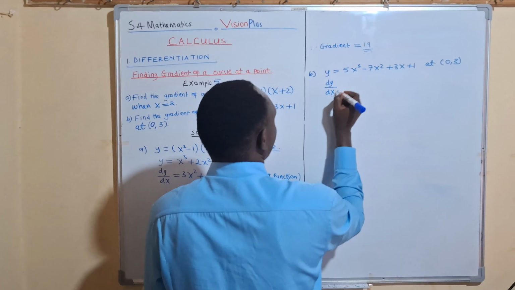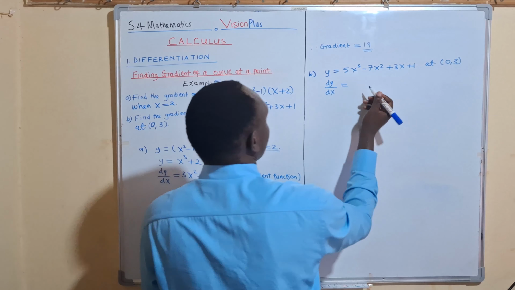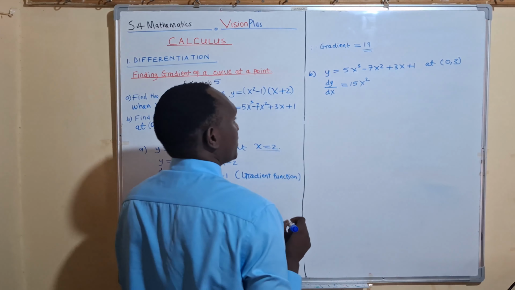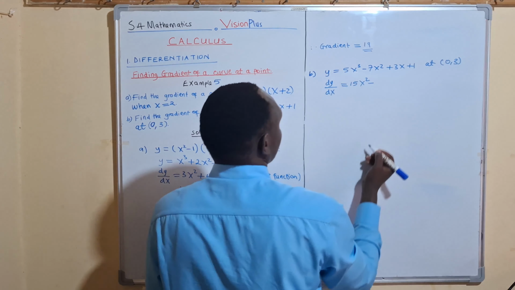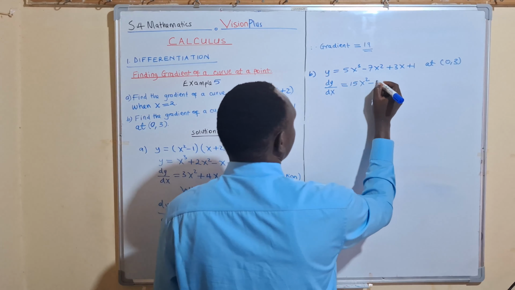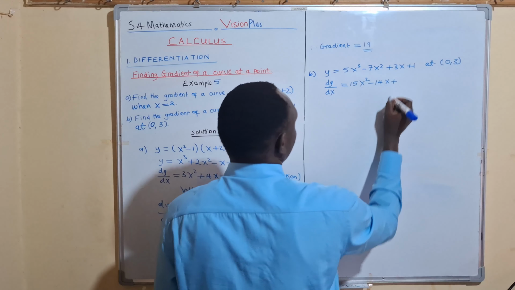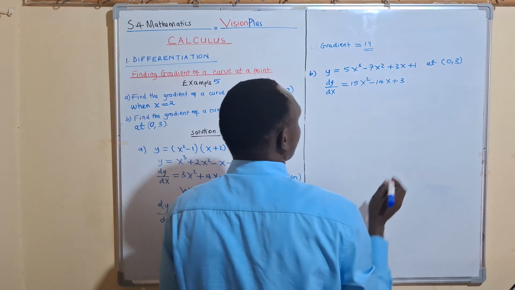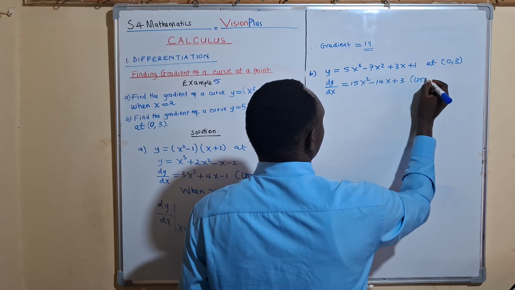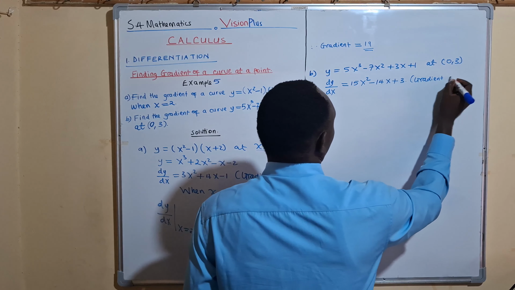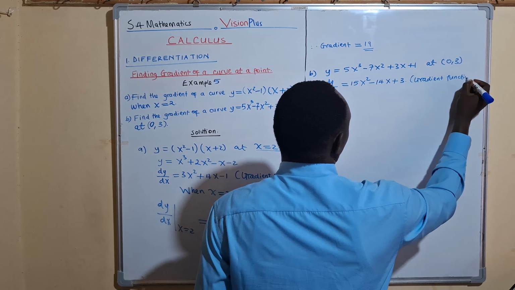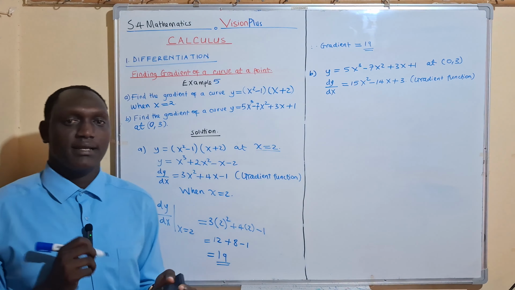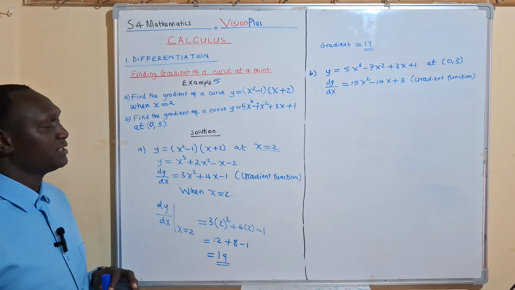So dy/dx becomes, if we differentiate 5x cubed, we get 15x squared, and you know how we get the answer. Minus, if we differentiate 7x squared, it gives us 14x. Plus, if we differentiate 3x, it gives us 3. Plus, if we differentiate 1, which is a constant, it is 0. So this is the gradient function of the curve. The purpose of the gradient function is that it tells us what the gradient of the curve at a given point is.